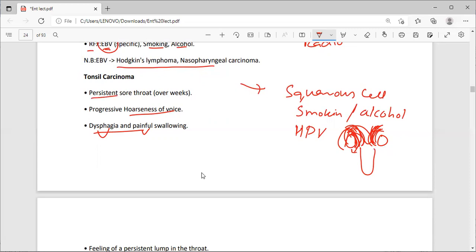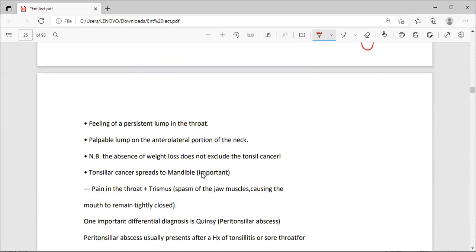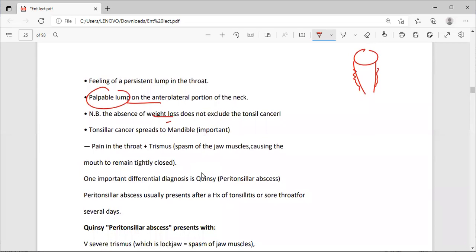Okay, there is a difference. The nasopharyngeal was non-painful. This one is painful. Okay, you are having persistent sore throat. Now, for feeling of persistent lump in the throat, palpable lump on the anterolateral portion of the neck. So this is the neck, like the sternocleidomastoid muscle. It is anterolateral, so you can see there will be a palpable lump. The absence of weight loss does not exclude tonsil cancer. Okay, it means that there will be weight loss. Sorry, there will be no weight loss.